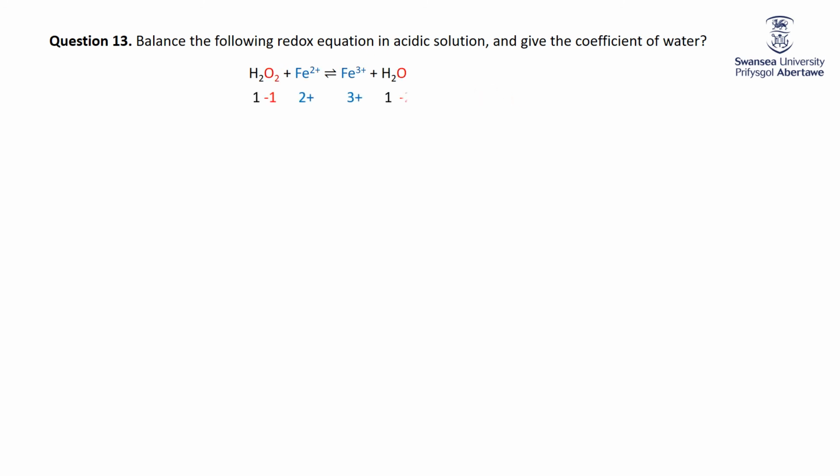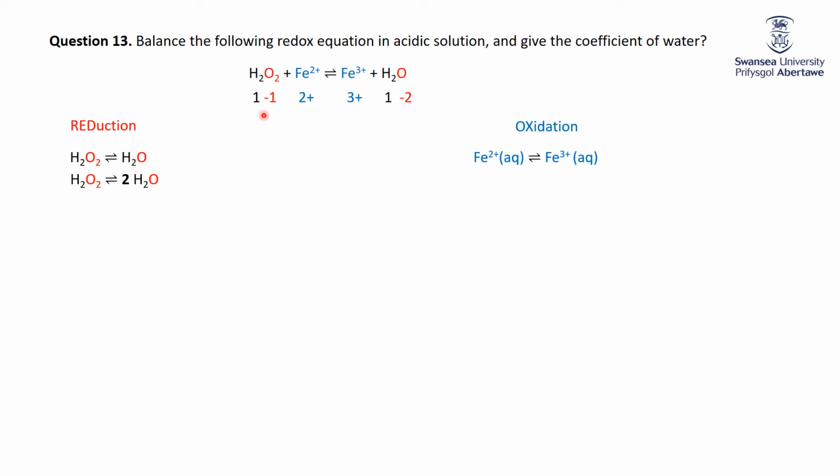So, assigning oxidation numbers. I won't dwell on those, but it's relatively straightforward. What's reduced? The oxygen is reduced because the ions are oxidized. So starting over this side, balance the important atoms. What's the important atom that we have? Well, oxygen. We've got 2 on the left, so we need 2 on the right.